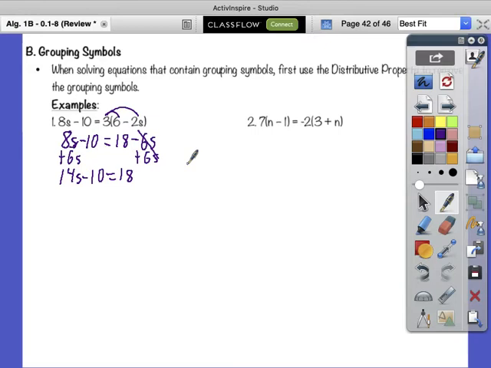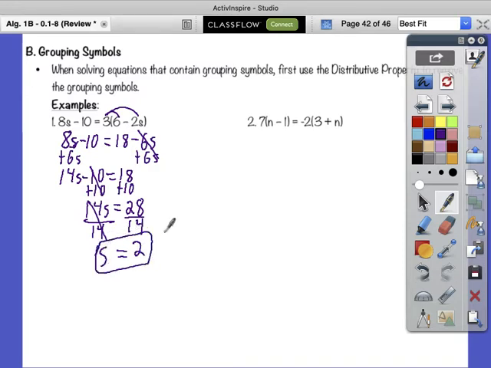Now what do we do? Add 10. Very good, Tucker. Negative 10 plus 10 is 0. 14s equals 28. I almost forgot to add 10 to the other side. Okay, Maddie, what do I do now? Very good. Divide both sides by 14 here. We're going to get s, after they reduce, s equals what? 2.